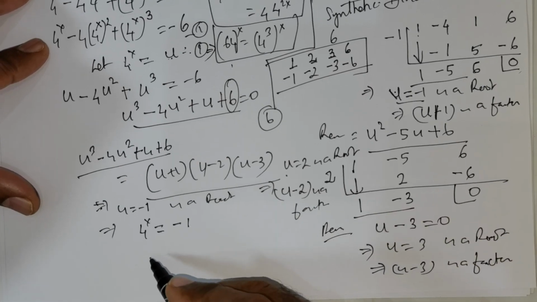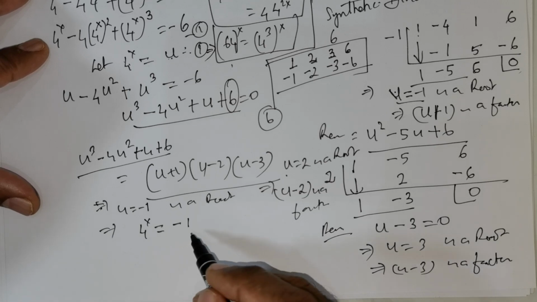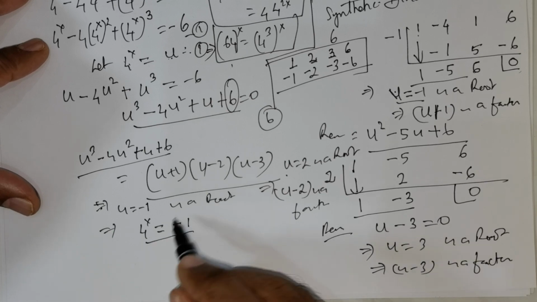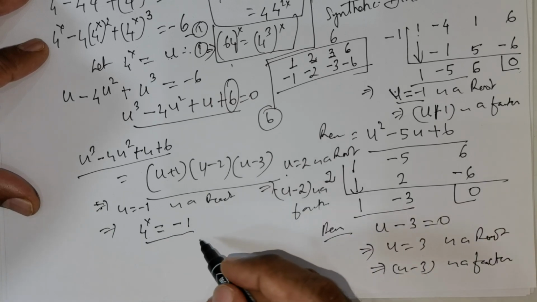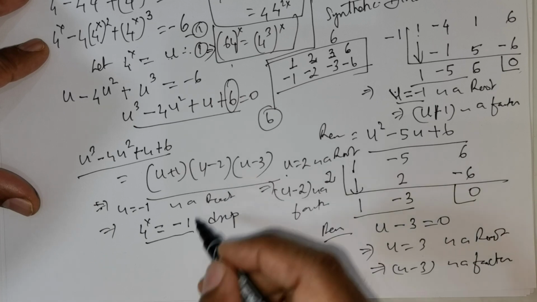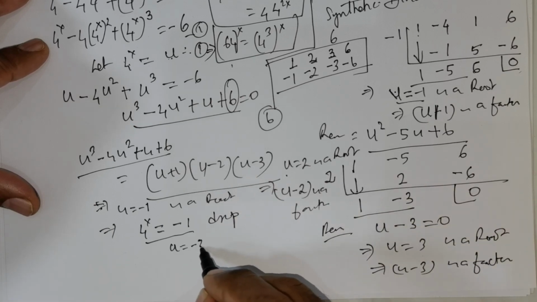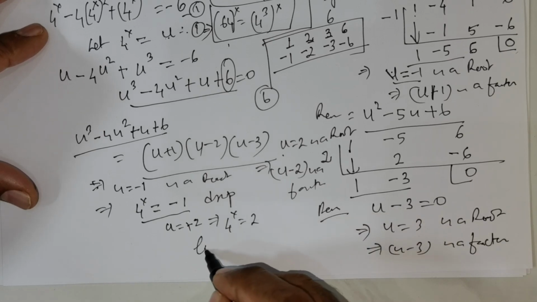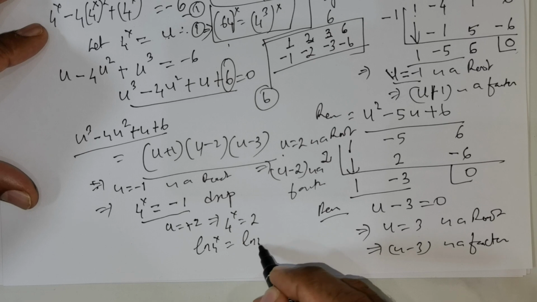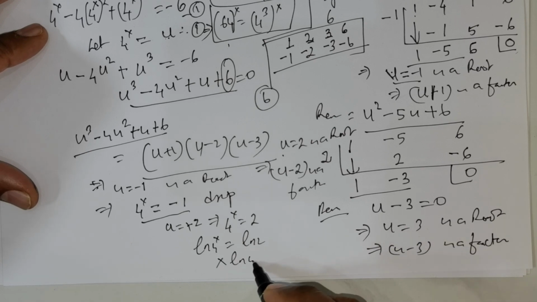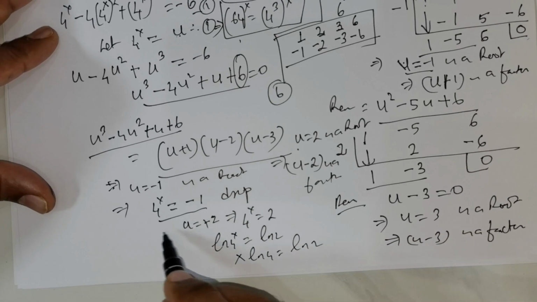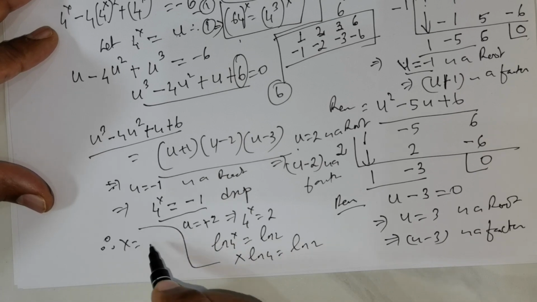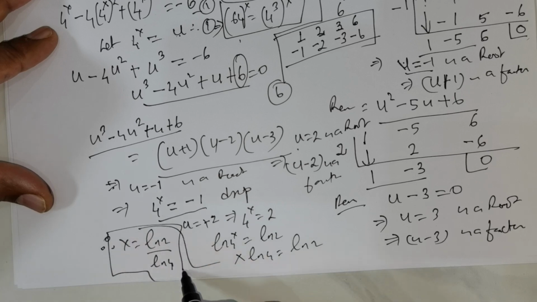Now if you want, you can take the ln, but apparently there is just one problem. You cannot take ln of a negative quantity, right? So I'm going to drop this, and I'm going to take u is equal to positive 2. So this would mean 4 raised to the power of x is equal to 2. I take ln: ln 4 raised to the power of x is equal to ln 2. This means x times ln 4 is equal to ln 2. So from here, therefore x is equal to ln 2 divided by ln 4. So this is one real root.